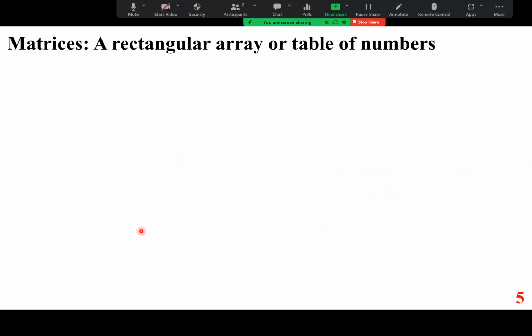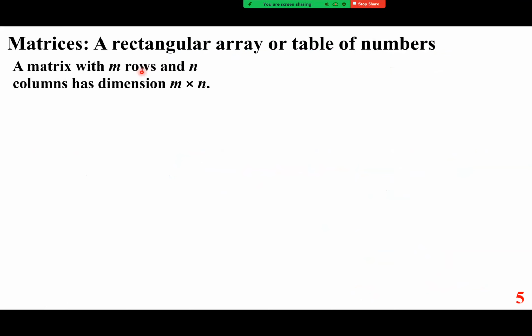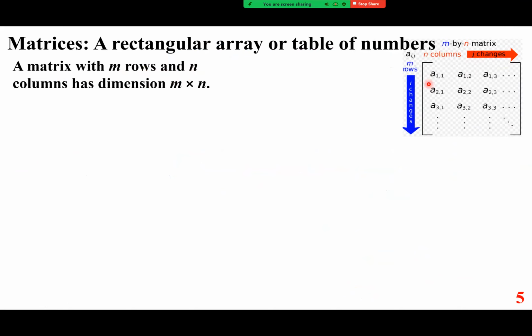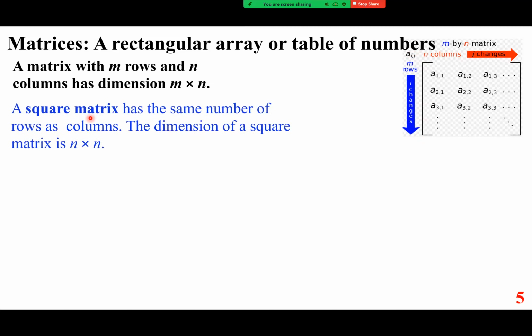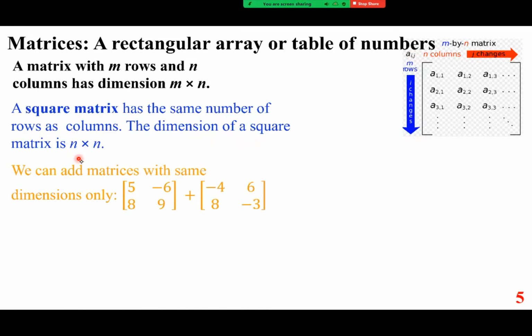Matrices, a rectangular array or table of numbers. A matrix with m rows and n columns has dimension m by n. So m rows, n columns. First, we mention the number of rows, second, the number of columns. A square matrix has the same number of rows as columns. The dimension of a square matrix is n by n.